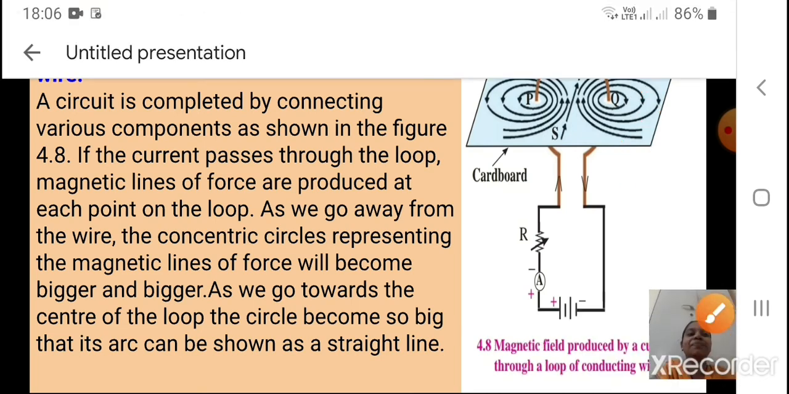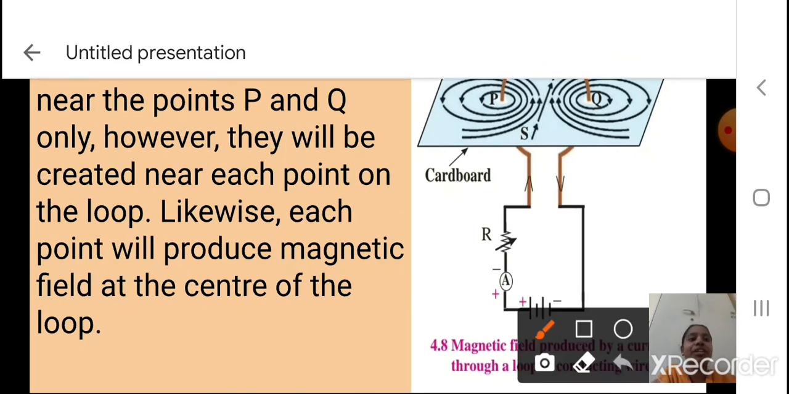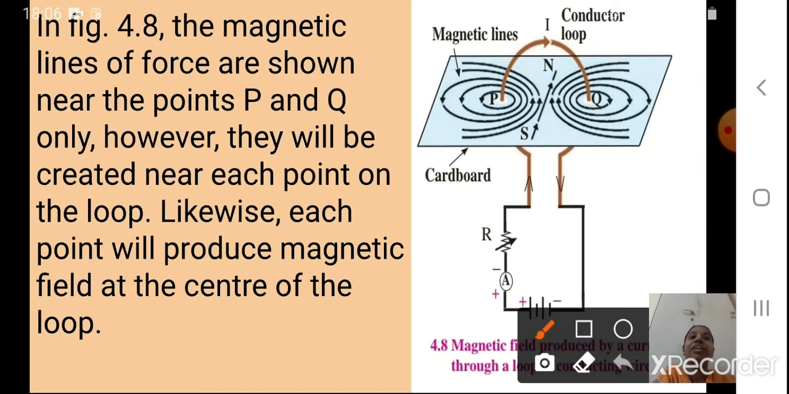Our next part. The same we will see in figure 4.8. The magnetic lines of force are shown near the points P and Q only. Here you can see only P and Q. However, they will be created near each point on the loop. Each point of the loop will have these magnetic lines of force.